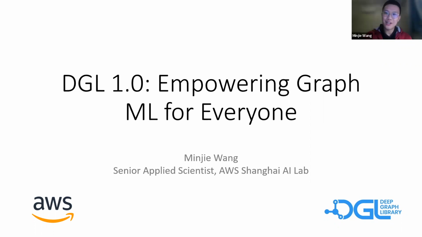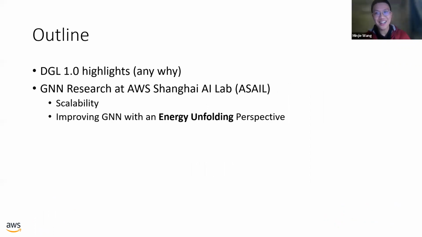So here is my outline. I will talk about what is DGL, and also, of course, the exciting new release, DGL 1.0, some of its highlights and why we are doing so. This is very important, and why we think it matters for the general community. And second, I will also quickly illustrate some of the research work we've been doing here at AWS Shanghai AI Lab, on the topic of GNN scalability, of course very important for large graphs, and also how to improve GNNs with an energy unfolding perspective. All right, let the journey begin.